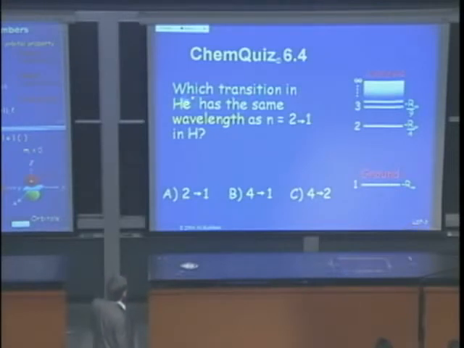Which transition in helium has the same wavelength as 2 to 1 in hydrogen? 2 to 1 is this one here. No, this is 2, and this is 1. I'm pointing here at the energy, because that's the question. Which transition in helium has the same wavelength as 2 to 1 in hydrogen? So this is this level to this level. No, level 2 to level 1, you go from here to here. So what would it be in helium to have the same energies? So you just got to put it in and calculate it until you find it and give me the answer.